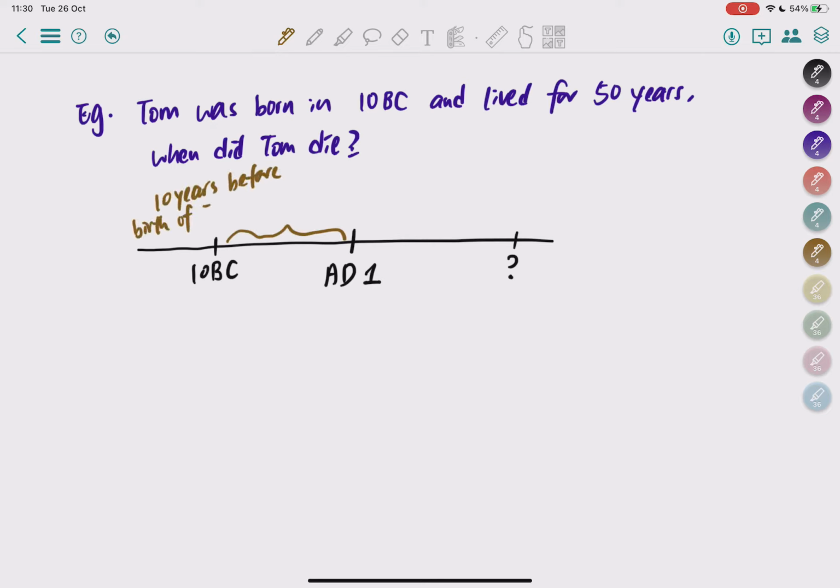In this case, because he was born in 10 BC, it means 10 years before the birth of Jesus Christ. And Jesus Christ was born in AD 1. That's why between 10 BC and AD 1, there are 10 years.